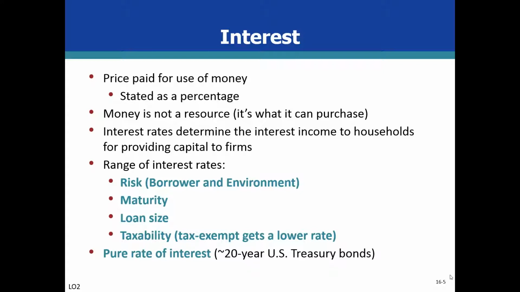Maturity plays a role. If you're lending to somebody for a year, it has a different interest rate than if you were lending them money for 10 years. The size of the loan matters. Lending a firm $10,000 is different than lending $1 billion. Tax-free bonds have a lower rate of interest than their taxable counterparts.